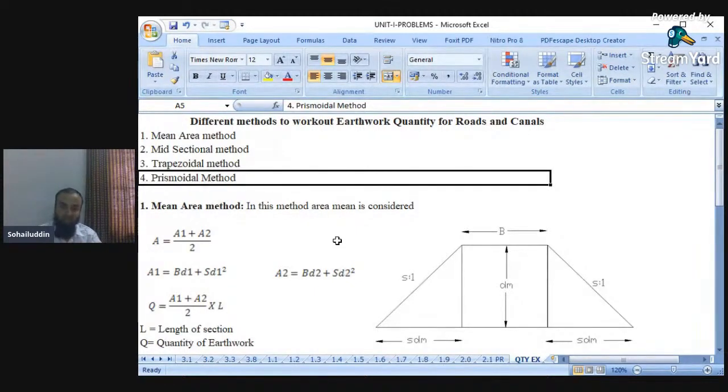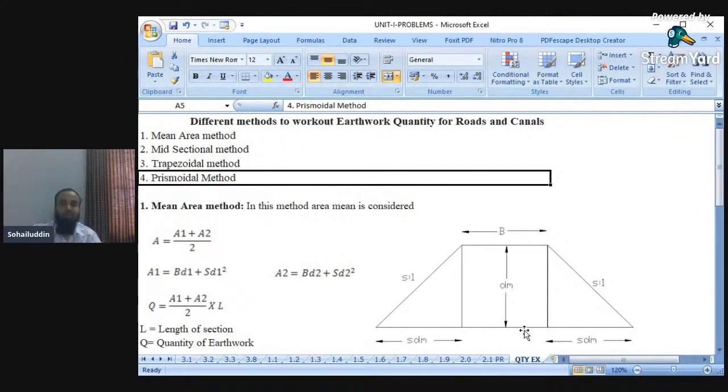We cannot consider it as a rectangle. We cannot consider it as a triangle. In the case of roads, we are considering a trapezoidal shape. So finding the area of the trapezoid is most important. Okay? How do we find the area of a trapezoid?